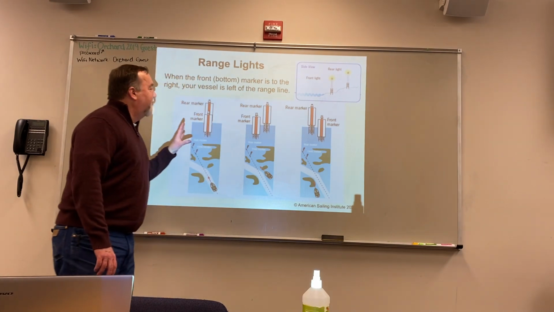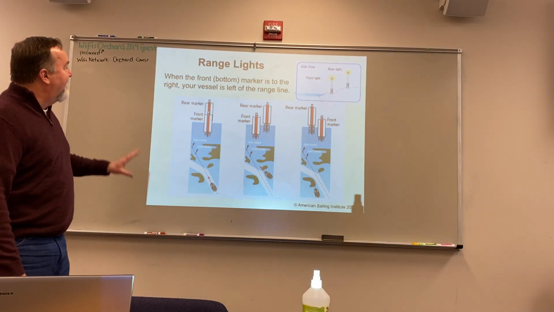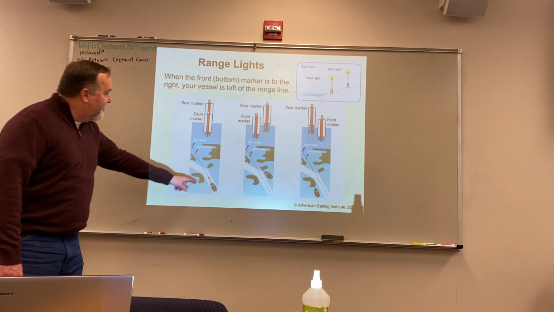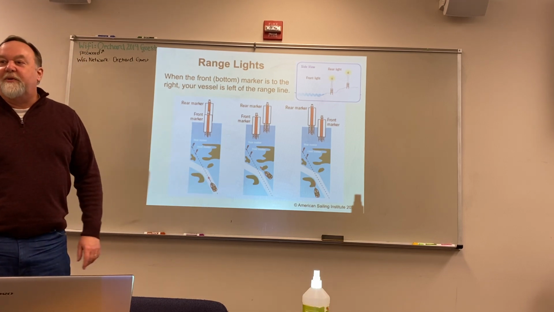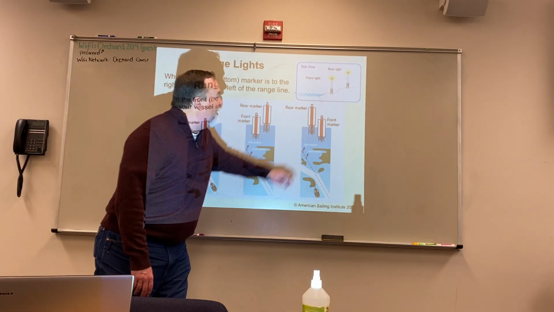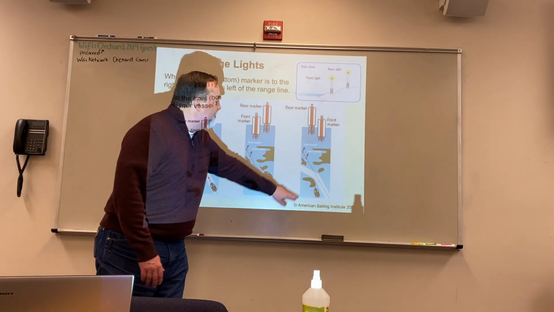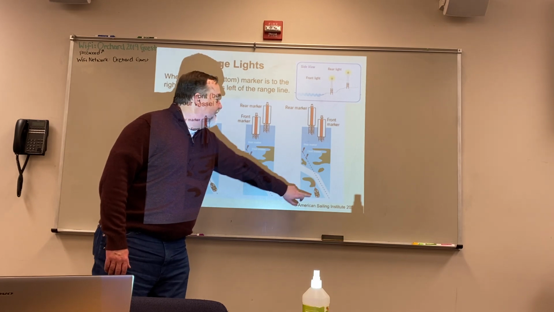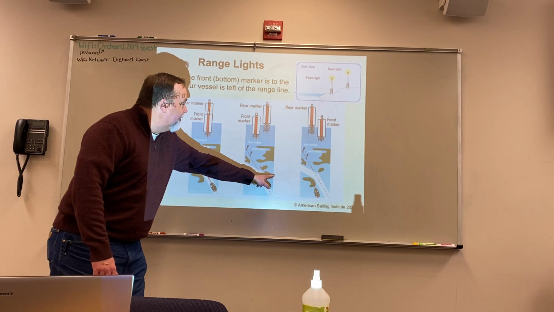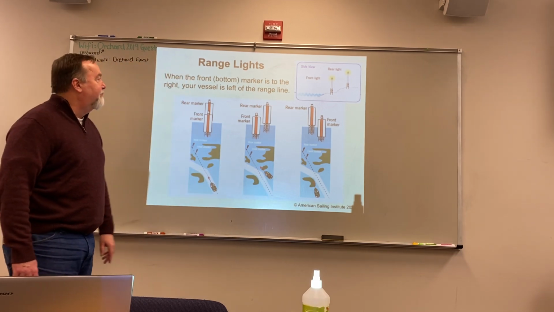But the illustration I wanted to show you is that when you've got one over the other, when your ranges line up, you're right in the center of the fairway, right where you want to be. If you see your front marker, the lower marker, to the right of the top one, you know you're left of where you want to be. And if your front marker is left of the top one, you're to the right of where you want to be. You want to come to port.